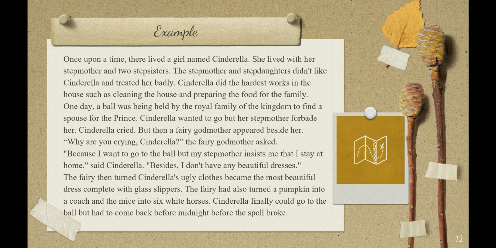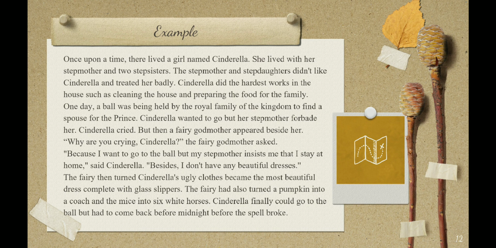One day, a ball was being held by the royal family of the kingdom to find a spouse for the prince. Cinderella wanted to go, but her stepmother forbade her. Cinderella cried, but then a fairy godmother appeared beside her.